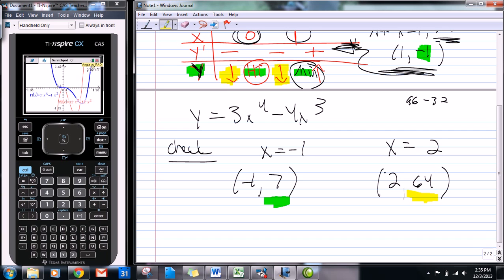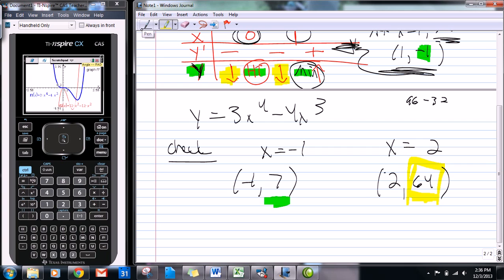Actually, we're out of the window range, and I don't know how to change it. So I'm way over here when x is 2, and we're well out of the range of the y values. But what I do know is the y value at 2 is 64. So here's the point (2, 64). Here's the point (-1, 7). So 7 to 64, what's the max?